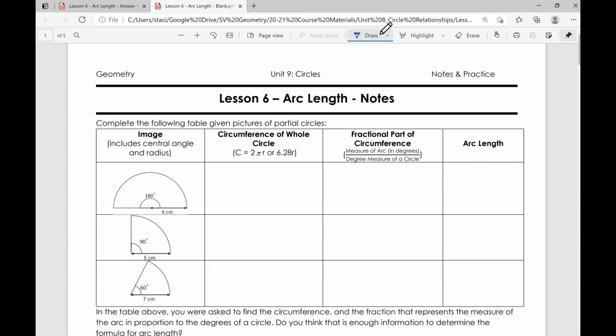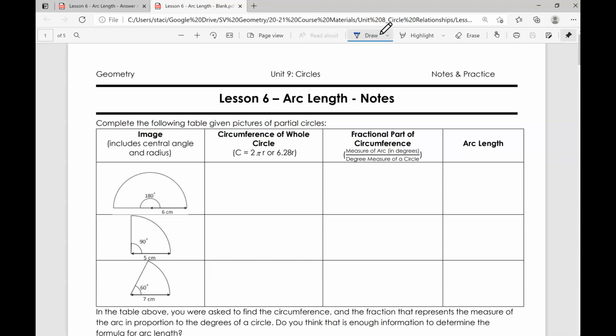So we're going to calculate the circumference and leave it in exact form, so we're going to leave pi in there. Then we're going to take a look at the fractional piece of what we were given. We're going to look at our figure and figure out what fraction of the circle we have, and then we'll get into what arc length actually is.